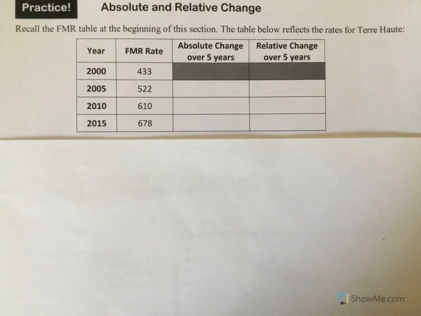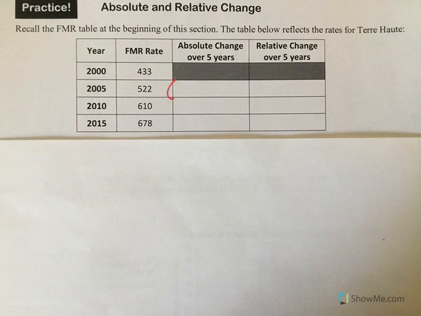All right, let's do some table work. We got Terre Haute for some years, and we're going to find the absolute change and the relative change. You'll notice that these here are blacked out, because in order to find the absolute change for 2000, we would need an old value, right? Because this would be new, and we would need an old value, and we don't have one. So therefore, we cannot find anything for that piece.